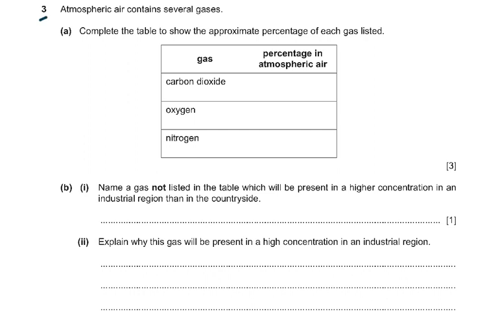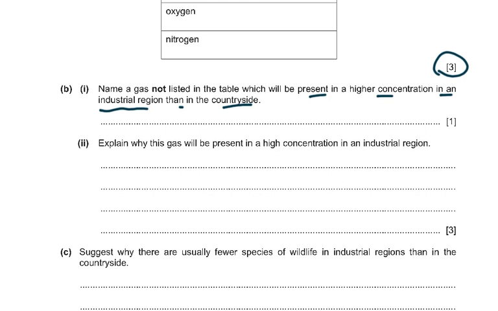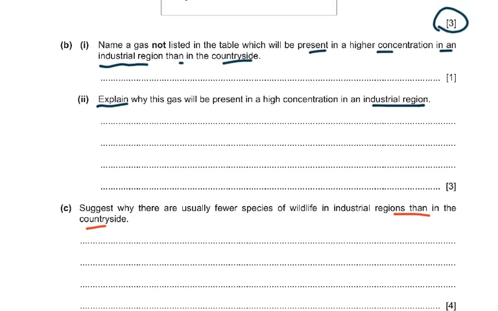Another rule that I ask you to follow is that you must read the whole question before you start answering it. Atmospheric air contains several gases. Complete the table to show the approximate percentage of each gas listed. 3 marks. Name a gas not listed in the table which will be present in a higher concentration in an industrial region than in the countryside. Explain why this gas will be present in a high concentration in an industrial region. So explain, give me the reason. Then suggest why there is usually fewer species of wildlife in industrial regions than in the countryside. And this is a total 11 marks. So please be careful when you're wording these answers.